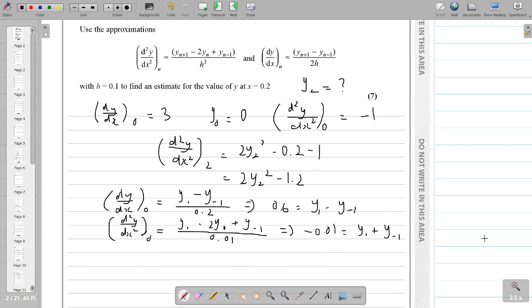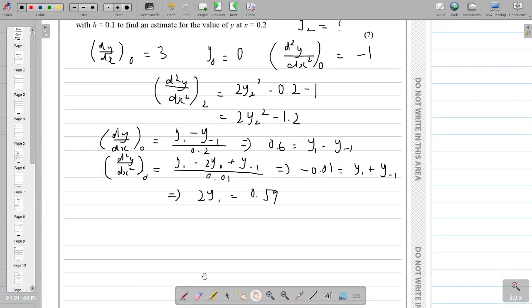Right? So if we want to find out what y sub 1 is, we just add these two together. 2y sub 1 is equal to, this plus this is just 0.6 minus 0.01, which is 0.59. Right? So y sub 1 is going to be equal to 0.59 divided by 2, which is 0.295. We're going to keep it that way. 0.295. That's y sub 1.